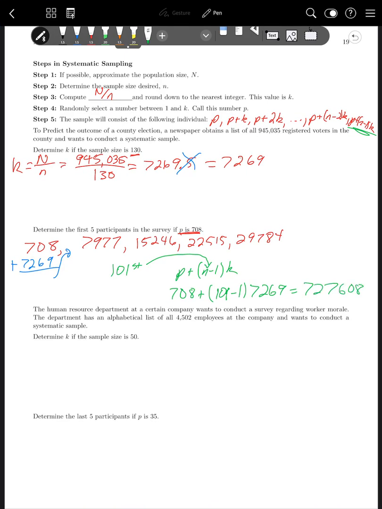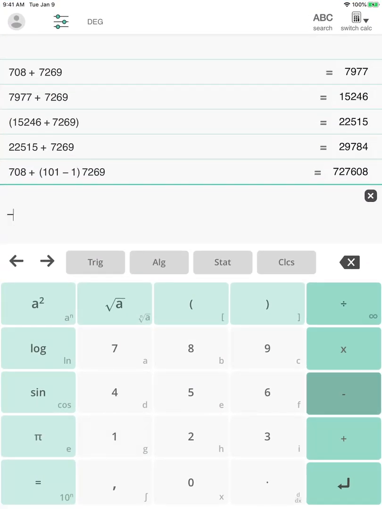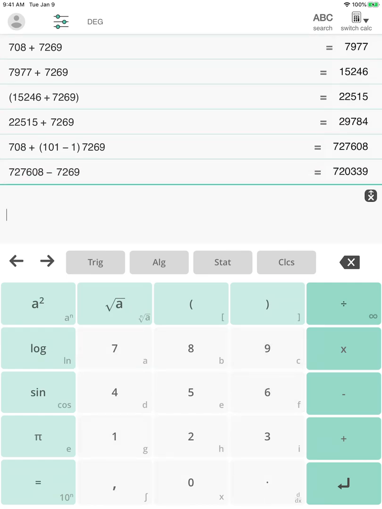And now, let's say I wanted to find the 102nd person, or let's say I wanted to find the 100th person. I could use this formula again, or I can just subtract K from that number. So if I just subtract K from this number that I just found, that would tell me the 100th person. So 720,339. Okay, so that would be the idea.